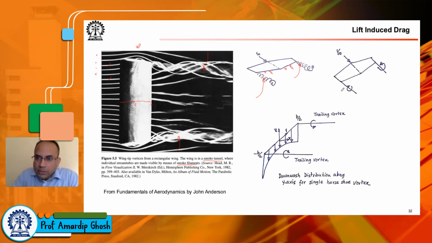So the lower high pressure leaking onto the upper low pressure. On the other hand, here the lower high pressure leaking into the upper low pressure in this manner. So counter rotating. Okay, so the directions are different.